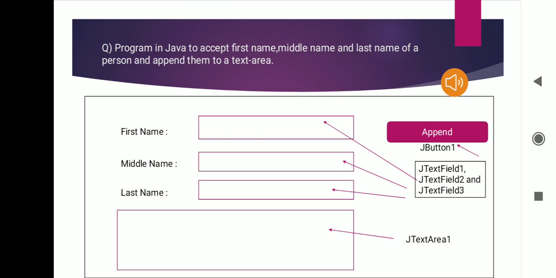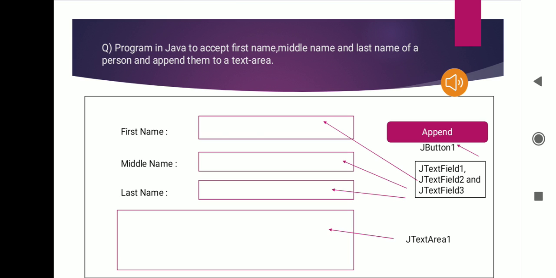Now you are left with one more control. If you see the interface, there is a large box-like control which can display text in multiple lines. That is the text area control. So let's name this text area control as JTextArea1 in the property window.